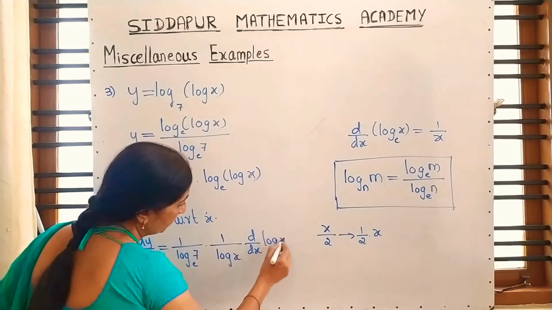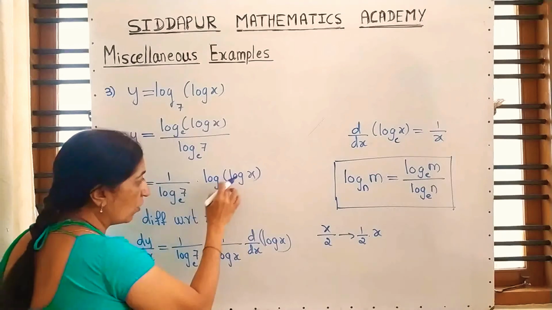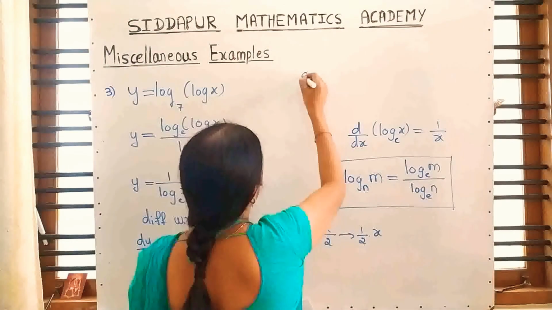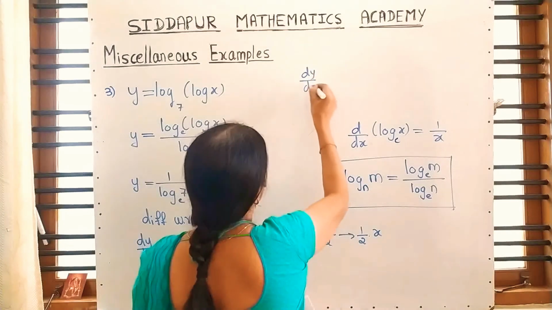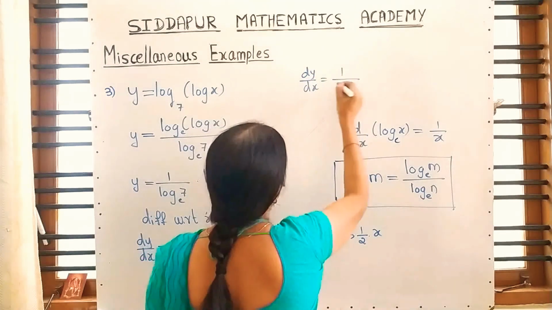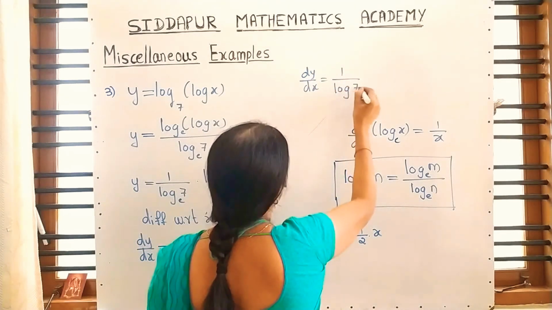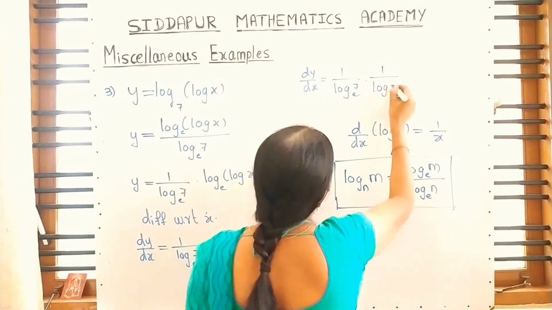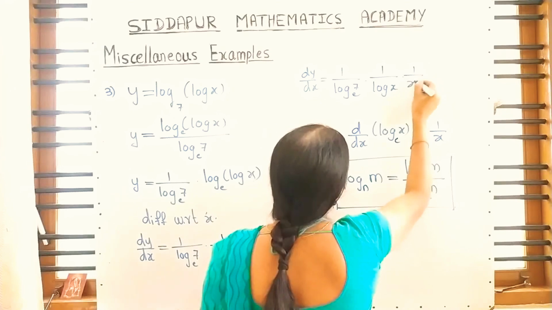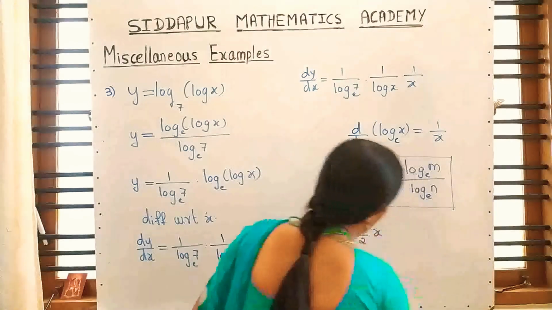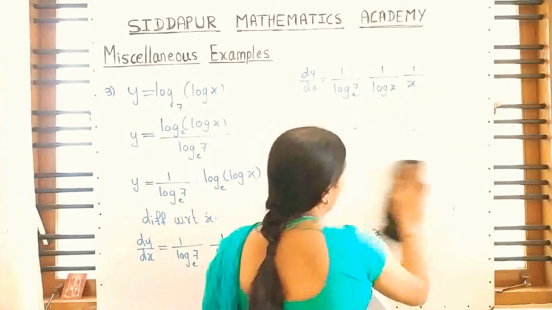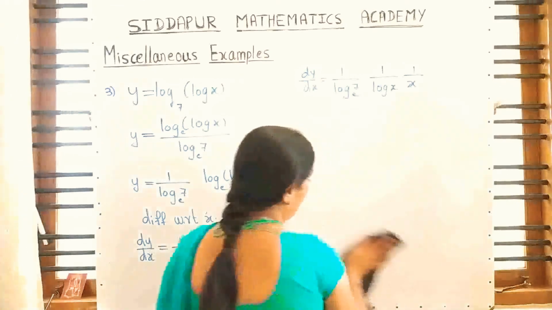Chain rule. First outside log, then log x. When you differentiate this, you will get dy upon dx is equal to 1 by log 7 to the base e as it is, 1 upon log x as it is. Differentiation of log x is 1 by x. Please mark this, student. This is a very important sum. Understood how to apply the basic formulas.